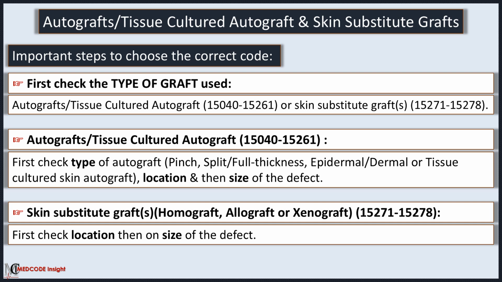In case of an autograft, first check the type of the autograft. It may be a pinch autograft, split or full thickness, epidermal or dermal, or tissue cultured skin autograft. And then select the code based on the location and finally on the size of the defect.